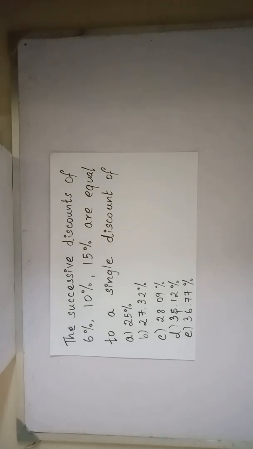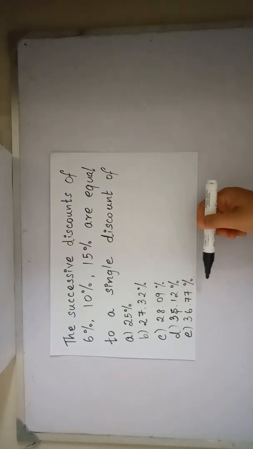This is a video on percentage. The question states that the successive discounts of 6%, 10%, 15% are equal to a single discount of, and we have 5 options over here.